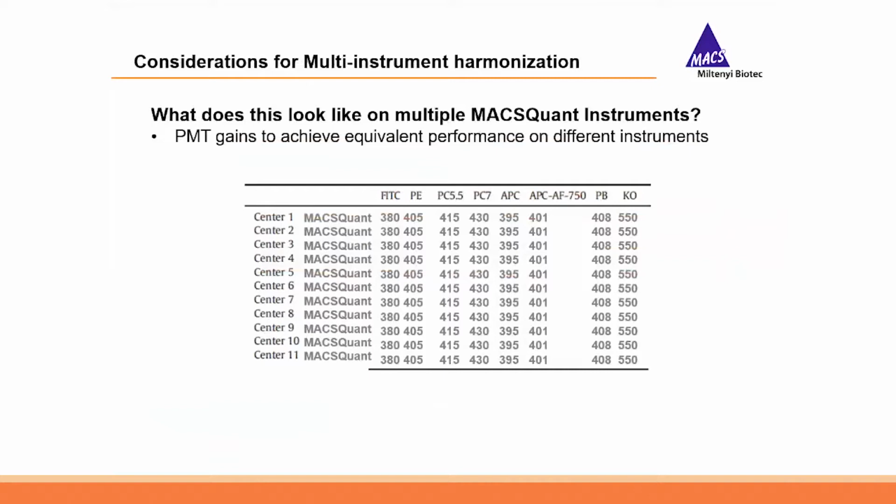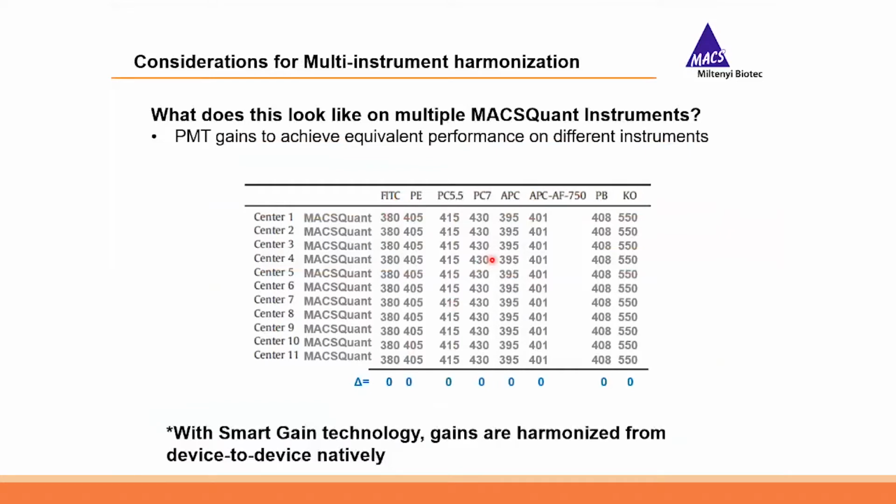What does this look like on multiple MACSQuant instruments? As you can see here, all of these devices had the same gain values listed for each channel that was used. And again, this is one of the benefits of Smart Gain. It allows the harmonization of your devices from instrument to instrument to ensure performance over time. So there was no difference in the reported gains here. With this, we get that harmonization natively without having to go through the hoops and jumps of optimization with these multi-cal beads, for example.